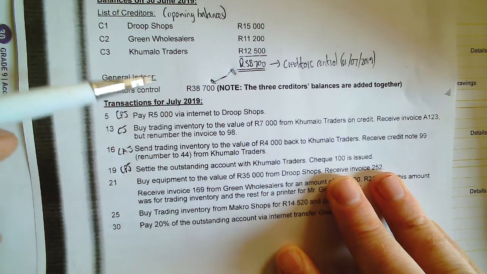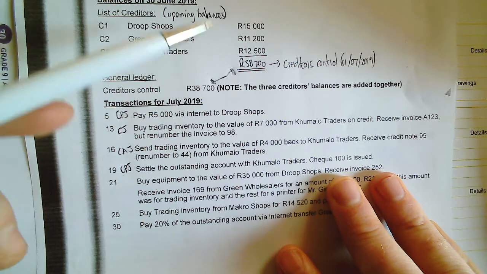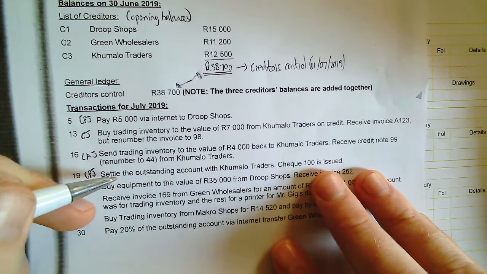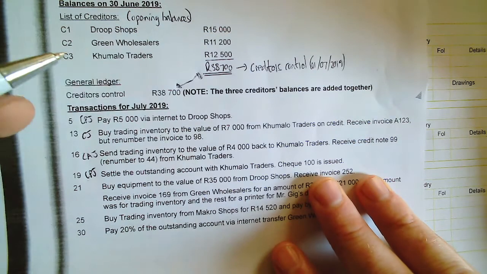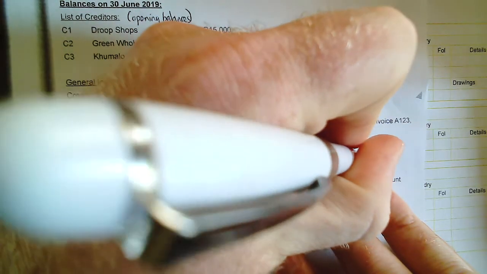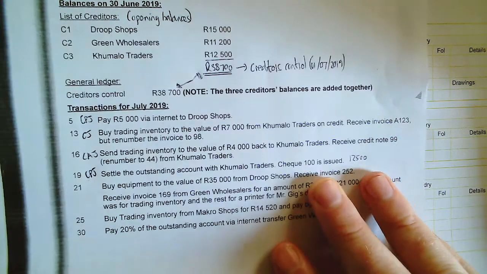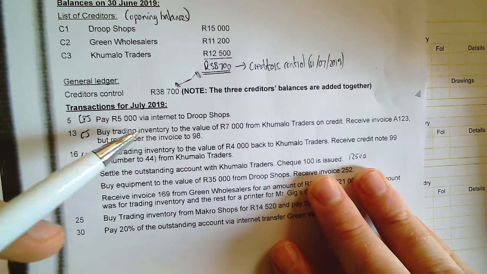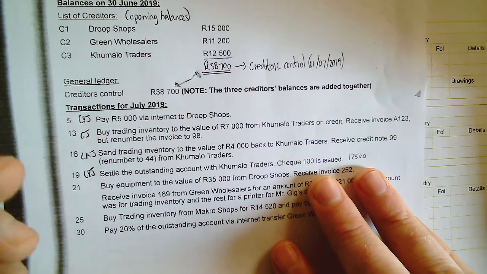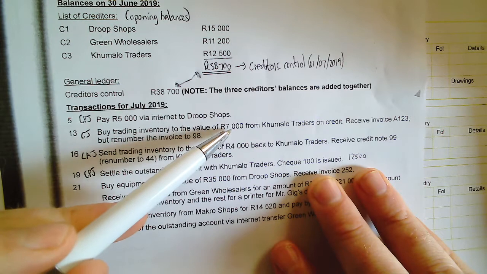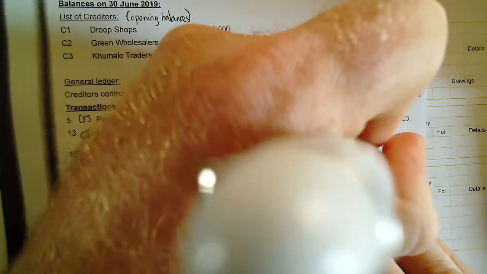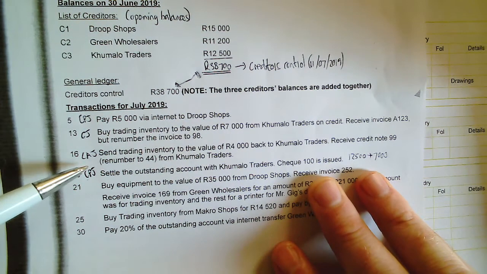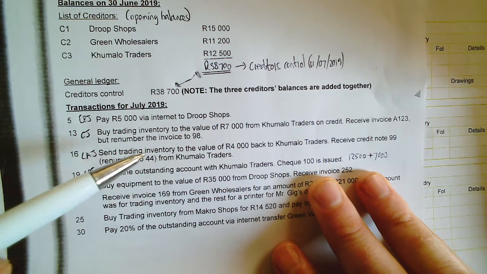Now, Khumalo Traders, what did they owe at the beginning of the month? Let's just have a look at that to know what amount this must be. There was 12,500 that we owe to Khumalo Traders from the opening balance. Where do I see Khumalo Traders' name? There's another 7,000. I buy on credit, so it's plus 7,000. It increases his account.